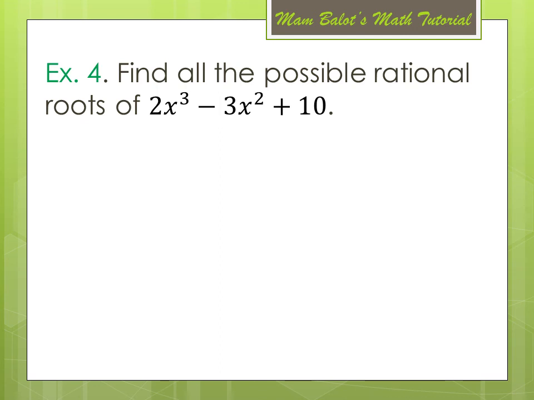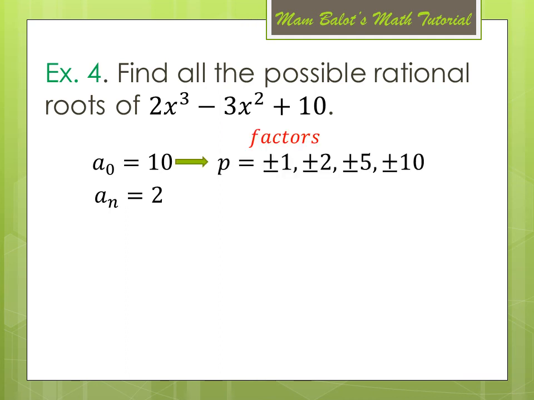Example number 4. Find all the possible rational roots of 2x cubed minus 3x squared plus 10. In this polynomial, our a sub 0 is equal to 10 and a sub n is equal to 2. So finding their factors, we have p is equal to positive and negative 1, positive and negative 2, positive and negative 5, and positive and negative 10. And the factors of a sub n are positive and negative 1 and positive and negative 2.